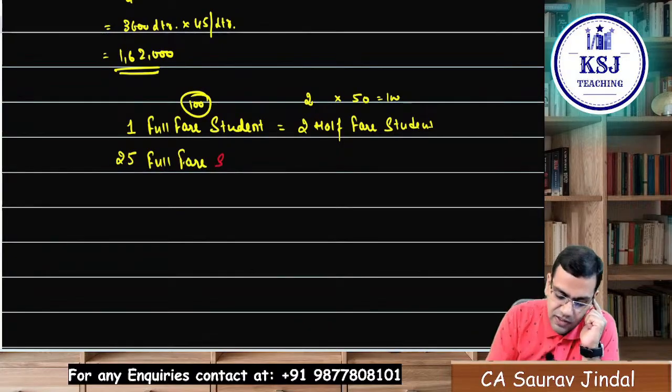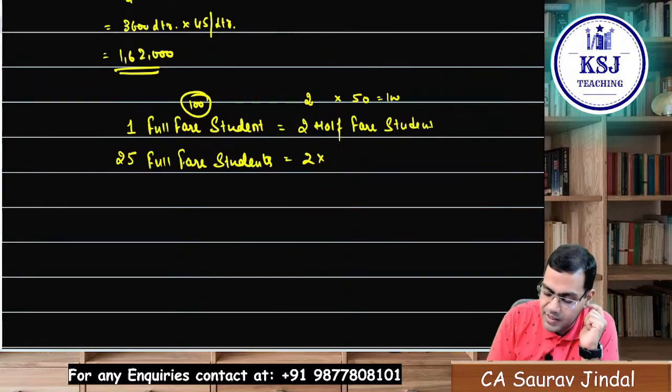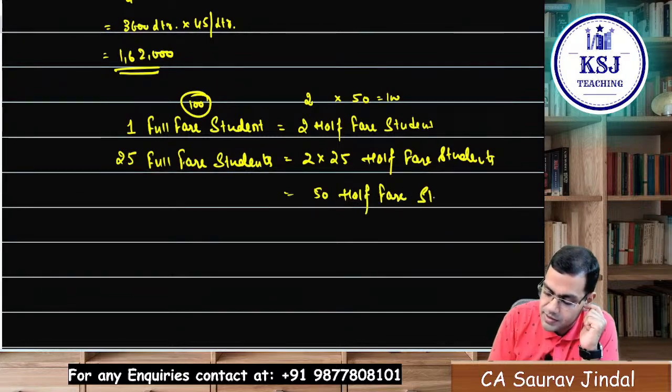25 full fare students will be equivalent to what? 2 multiplied by 25 half fare students, right? That is equivalent to 50 half fare students. Isn't it?